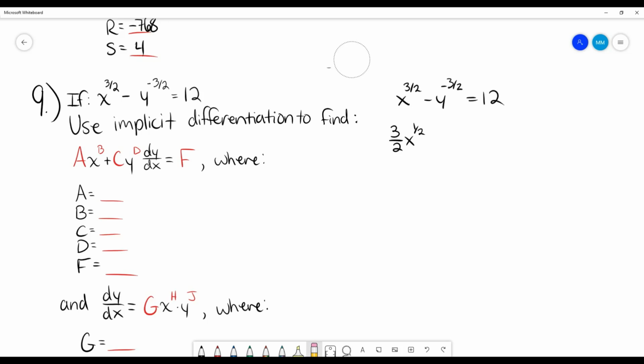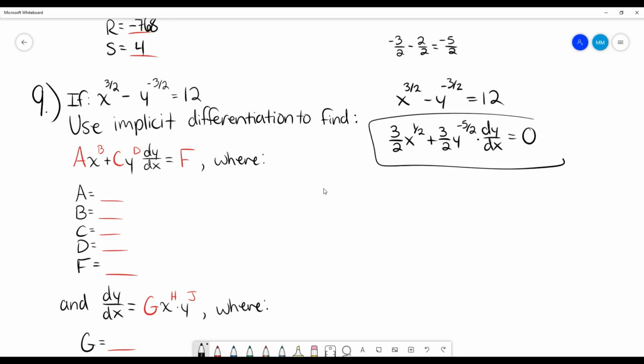And then we do the same thing with our y. So the derivative of this is going to be minus a negative 3 halves, so I'm going to turn that to a plus 3 halves. Y to the, careful with your negatives here, that's a negative 3 halves minus 1. It's going to go further into the negatives. And then because this is with respect to x, it's going to be times dy dx equals, and the derivative of 12, well, it's a constant, so it's going to be 0. And that's already in the terms that they want. So our a is right here, it's 3 halves. X to the power of b, b is 1/2. C is 3 halves. Y to the power of d, d is negative 5 halves times dy dx equals f, f is 0.